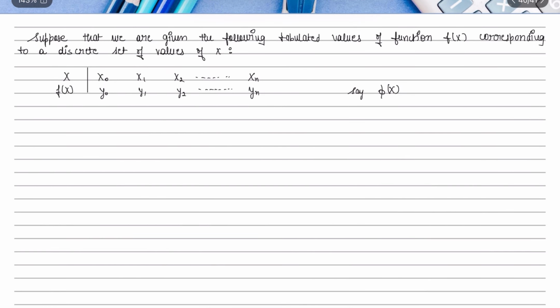Initially, we will be given some tabulated values of the function f(x) corresponding to some discrete set of values x, and the table will look like this. And in the last video, we have seen what forward and backward differences are, and after understanding those differences, we made a note which helped us to calculate the values of forward and backward differences. And that note is like this. After that, we derived Newton's forward interpolation formula.